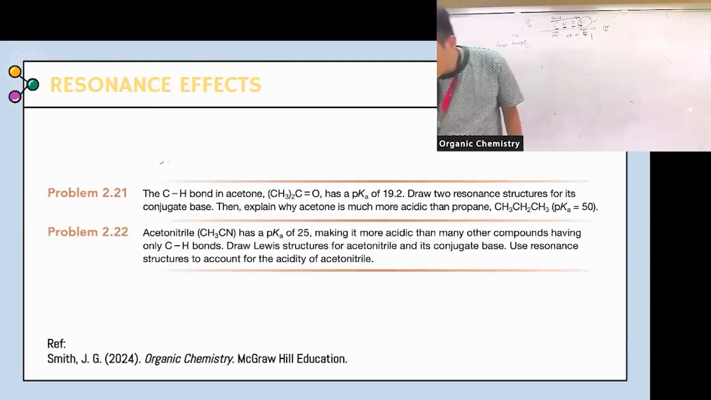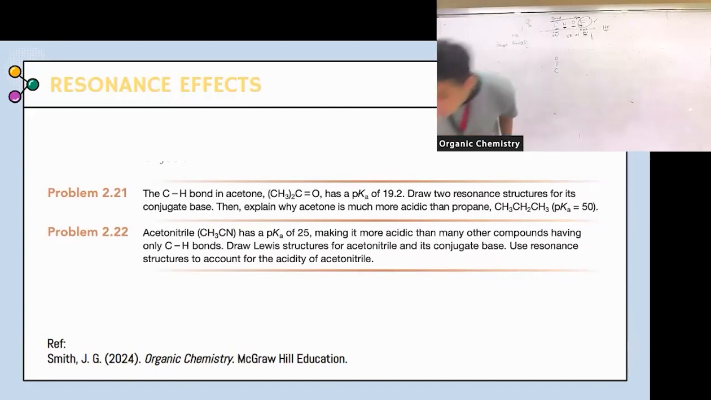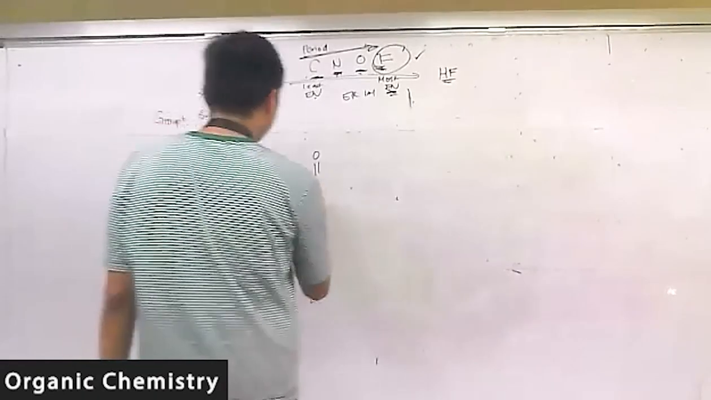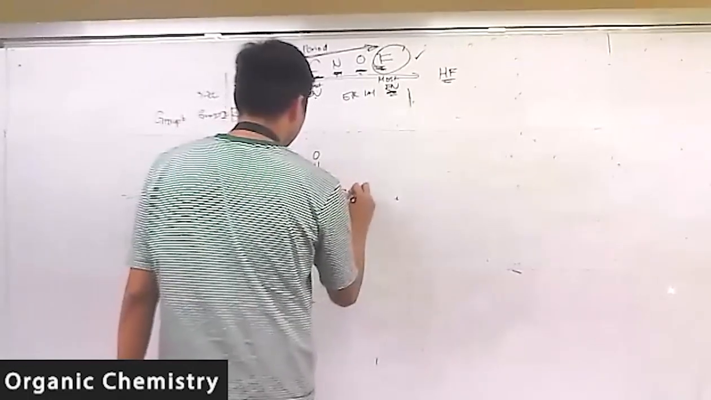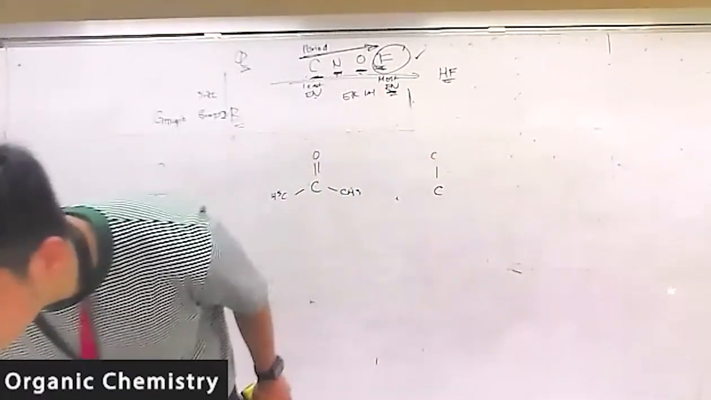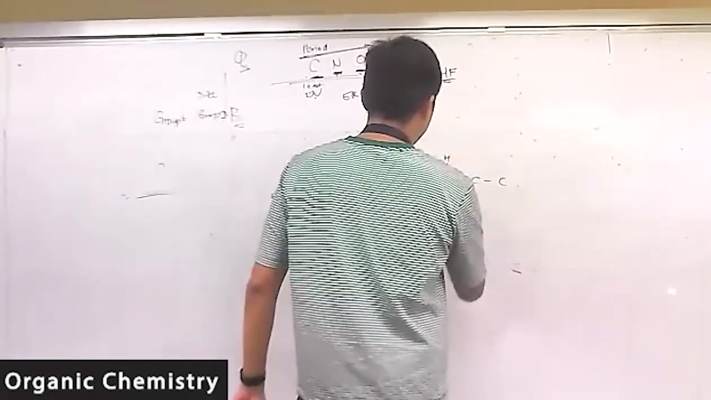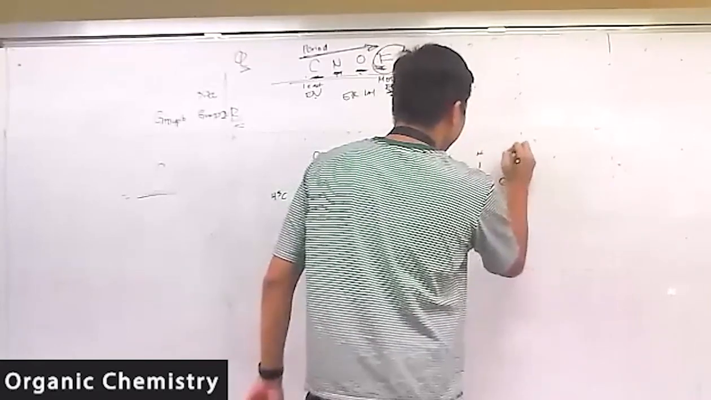Okay, so here are some problems that I prepared. The CH bond in acetone has a pKa of 19.2. Draw the resonance structures for its conjugate base, then explain why acetone is more acidic than propane. Okay, so acetone, versus propane. I'll answer this now for the sake of time.